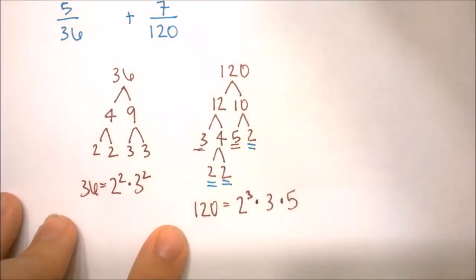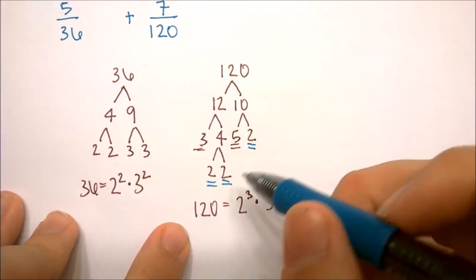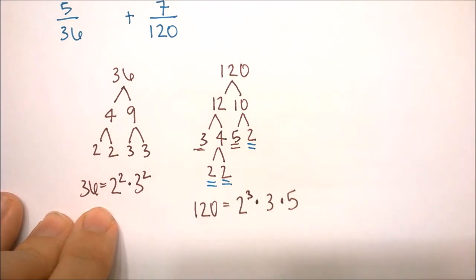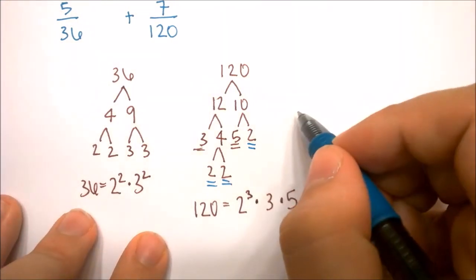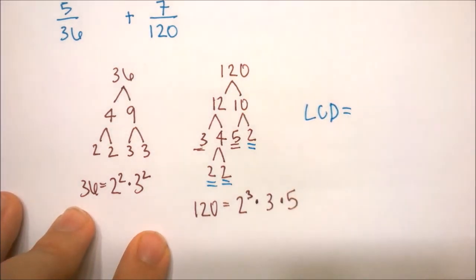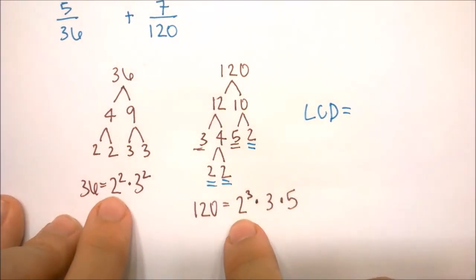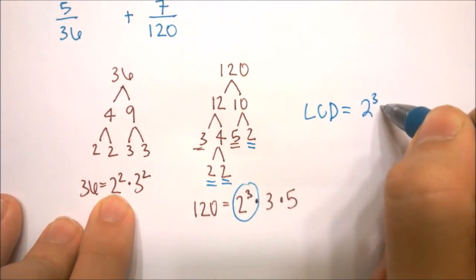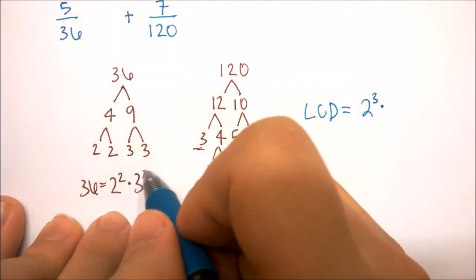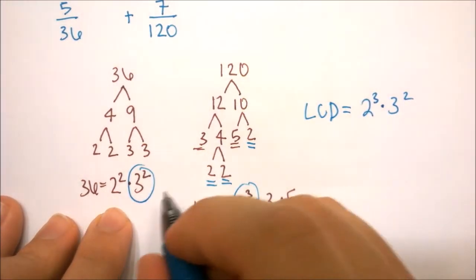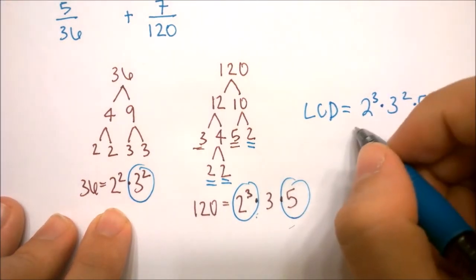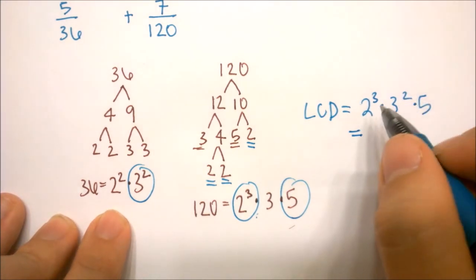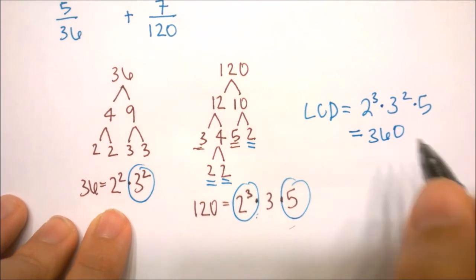And how we're going to find the least common denominator from this is we're going to take each factor, so 2, 3, and 5, and take the one with the highest exponent from each. So the LCD is going to be the one with the highest exponent. For 2 here, 2 cubed is higher, so we're going to take the 2 cubed. 3 squared is higher than 3 to the first, so we're going to take the 3 squared from here. And then we're left with 5, so times 5. So the least common denominator is 2 cubed times 3 squared times 5. So this is 360. So that's our least common denominator.